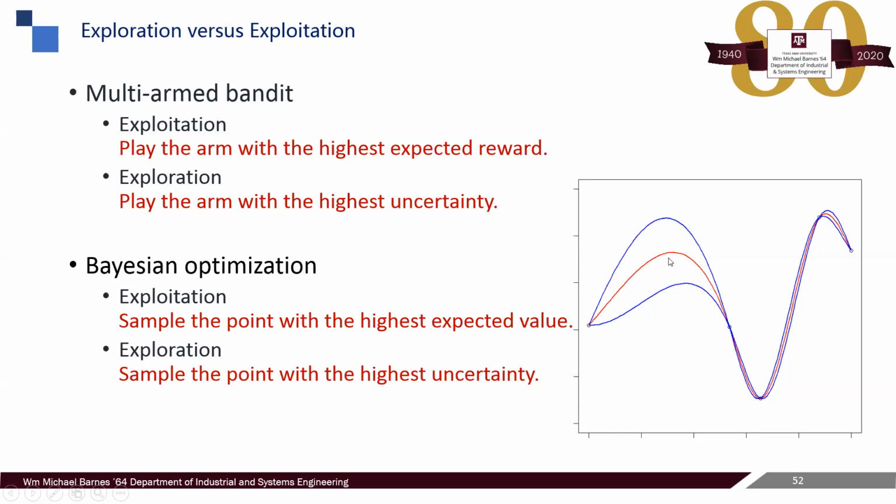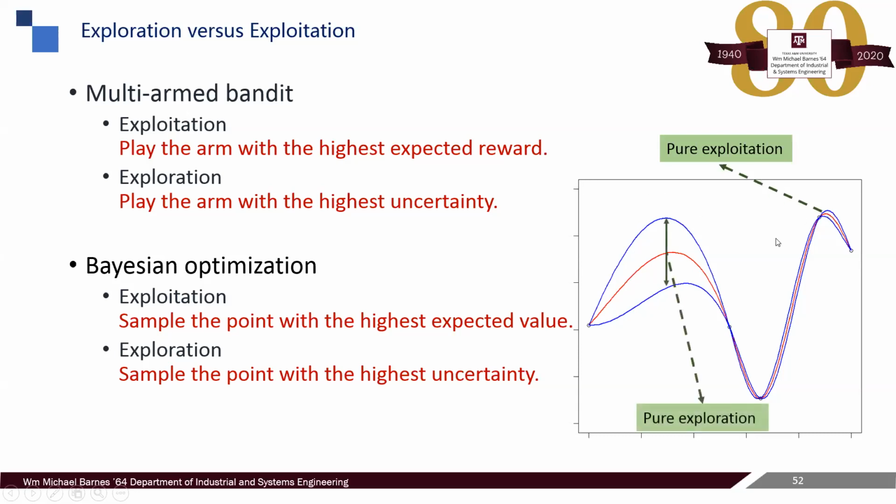That means although the expected value, the average value, is not as high as the left-hand side one, there is potential because we haven't tried this region yet. And as the model says, in this region the function value is uncertain. So pure exploration is this point. Pure exploitation is this point. And the pure exploration is this point.